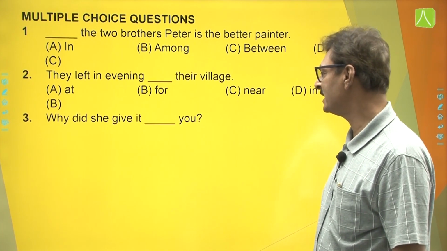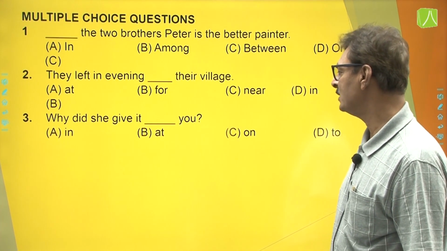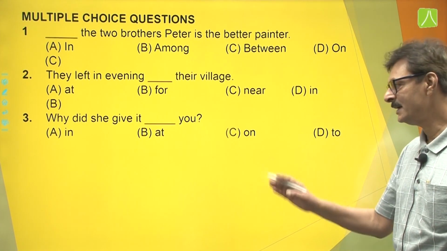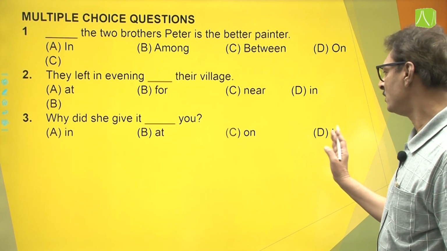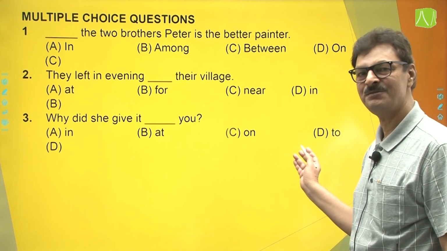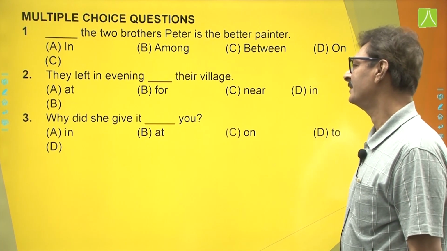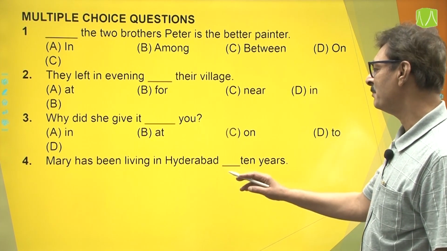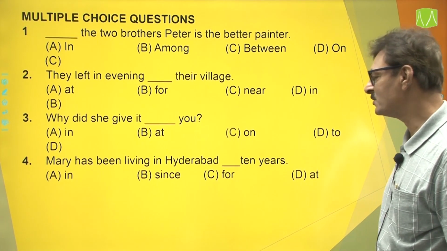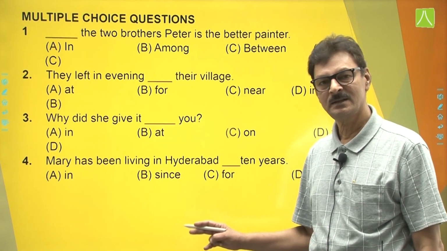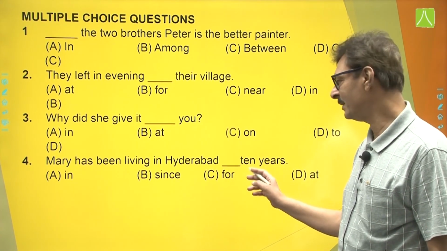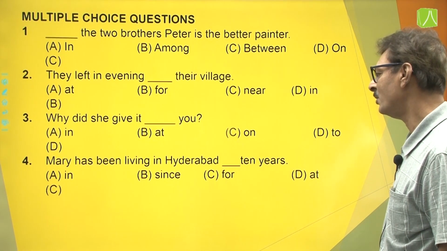Next one. Why did she give it dash you? In you, at you, on you, or to you? Yes friends, socho, which is the correct answer? Is it A, B, C or D? Why did she give it to you? D is the correct answer for this statement. Next one. Mary has been living in Hyderabad dash 10 years. Very simple. बताओ क्या होगा? Since होगा सही जवाब. Is it since? No. Is it a point of time or period of time? It is period of time. So Mary has been living in Hyderabad for 10 years.